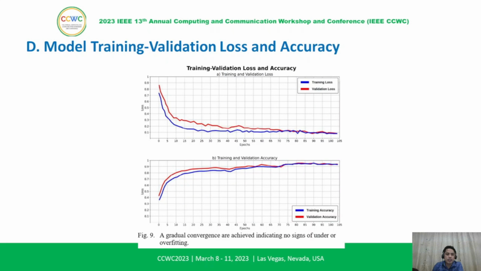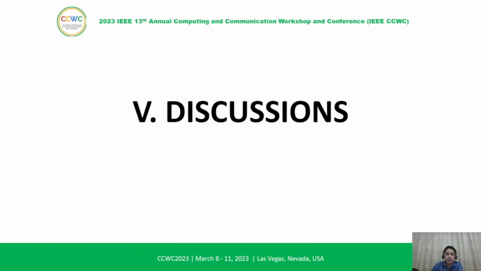For our model's training and validation loss, as you can see in the graph, we have a gradual convergence. It converges at the 85th epoch. As you can see also on the line, it actually shows no signs of under or overfitting.